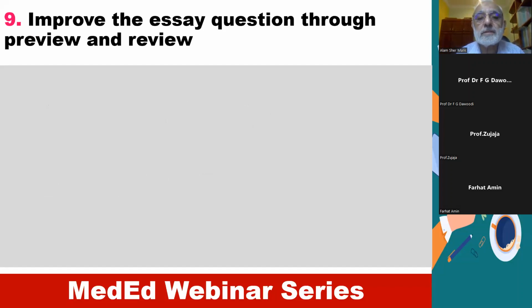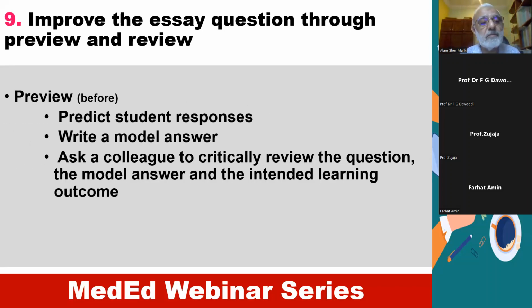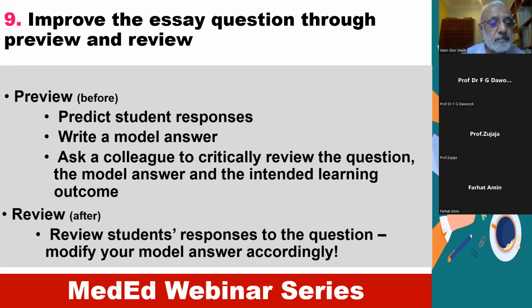Improve the essay question through preview and review. Another important aspect: preview means that you write a model answer, predict student responses, and ask a colleague to critically review the question, the model answer, and the intended learning outcome. Looking at the model answer, you can judge whether the question is appropriate to get that answer from the students.